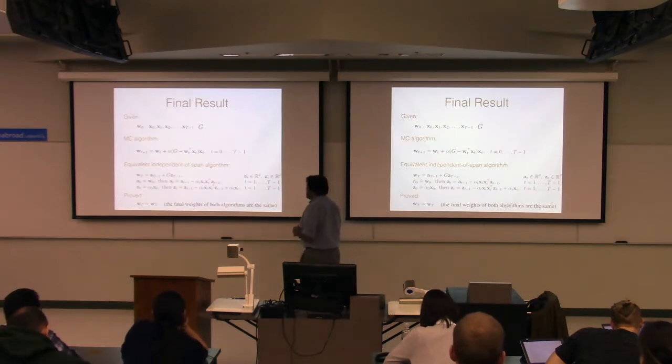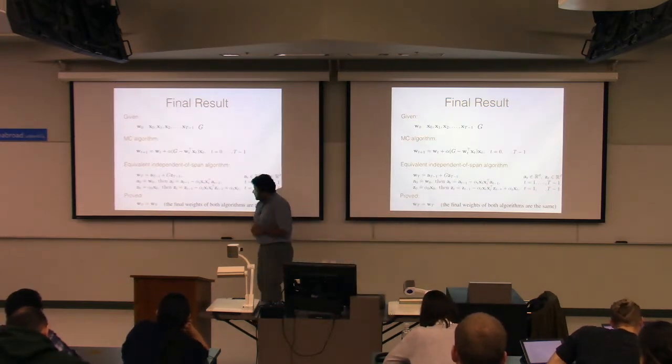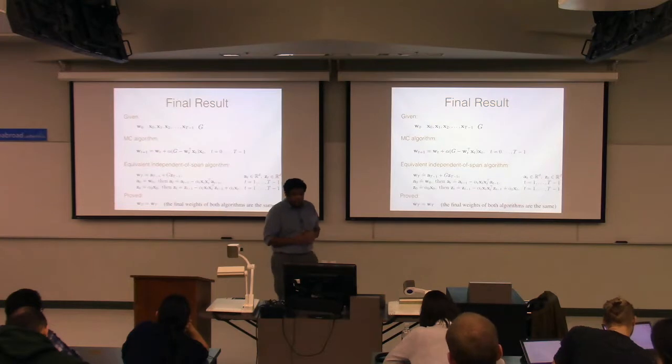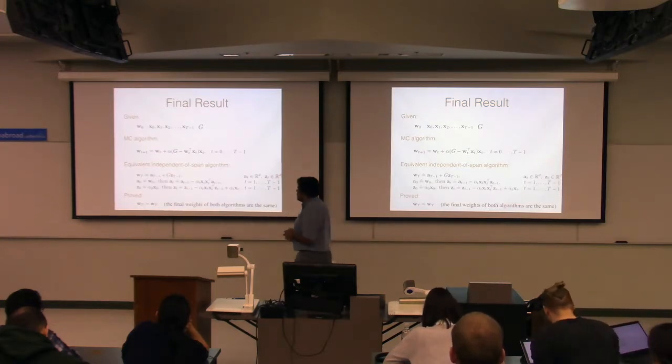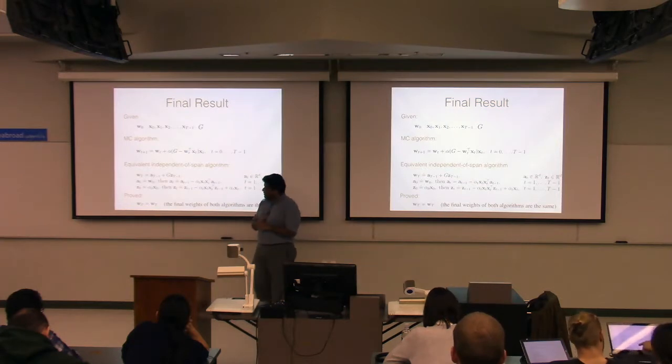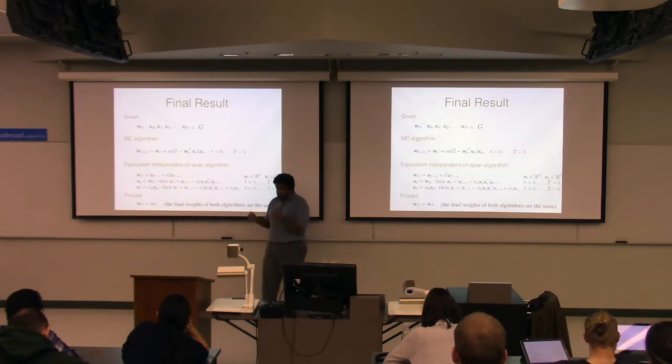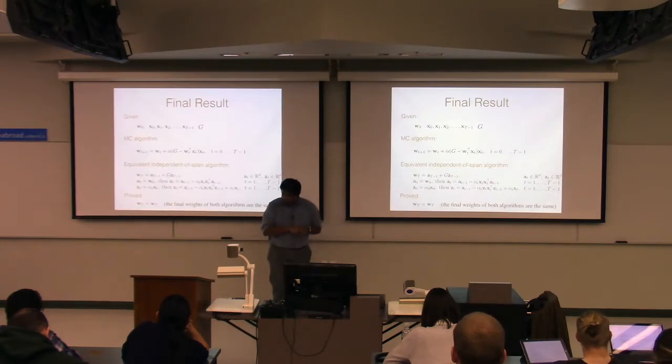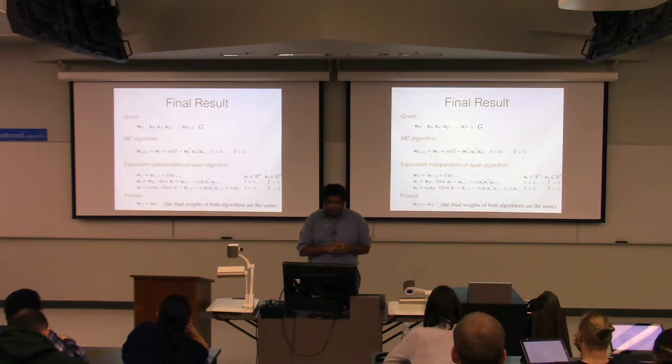Let's see where we are. We just started with Monte Carlo, and we defined these update equations, right? We basically rearranged until we got these, and this gives us the equivalent independent-of-span algorithm to the original Monte Carlo algorithm.